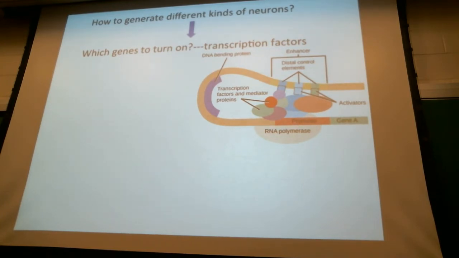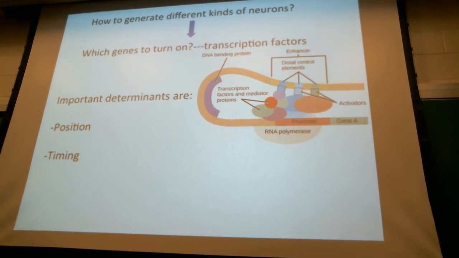So what kind of neurons to make means basically which sets of genes will be transcribed and then later translated. And there are two important things that determine which neurons to make. One is position. So where in the body determines what kind of neurons to make. And another is timing. So at what stage of development determines what kind of neurons to make.